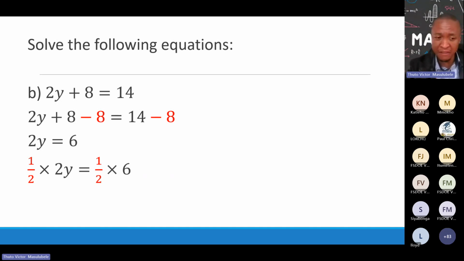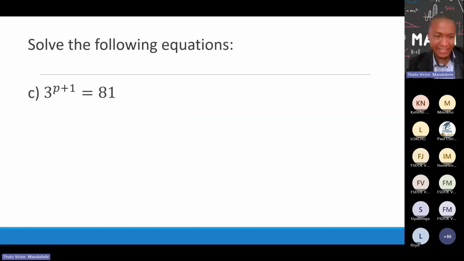And what you do on the left-hand side of an equation must be done on the right-hand side as well in order for the equation to be in balance. So 2 times half is 1. We'll be left with 1y, and half times 6 will then give us 3. And by that, we have found the value of y that will ensure that the statement is true.